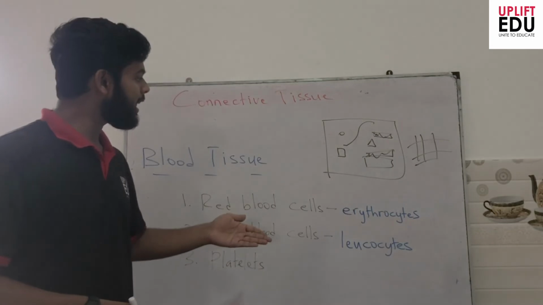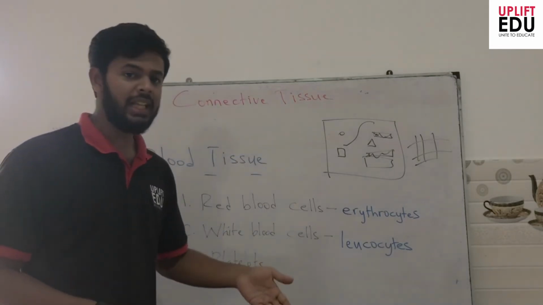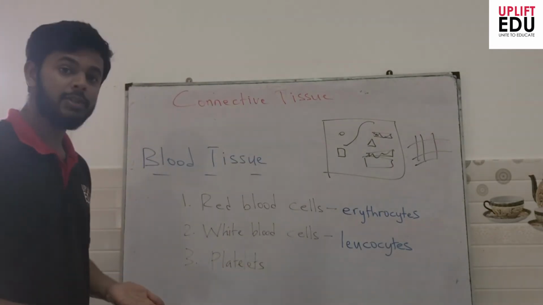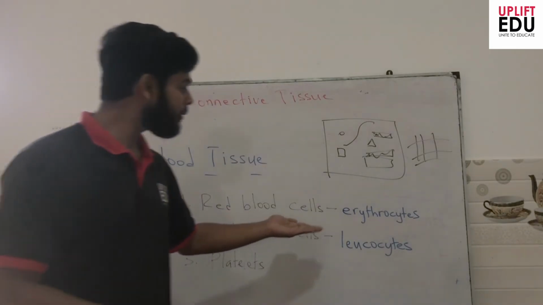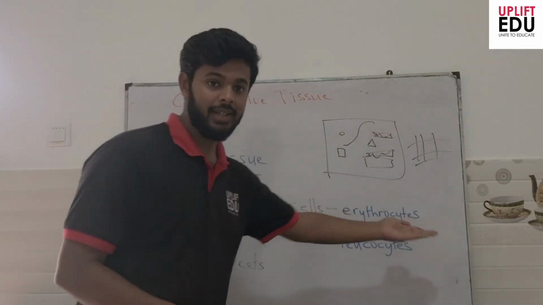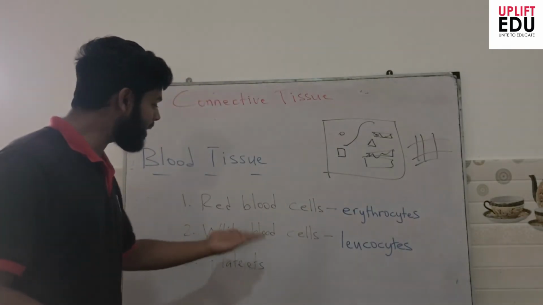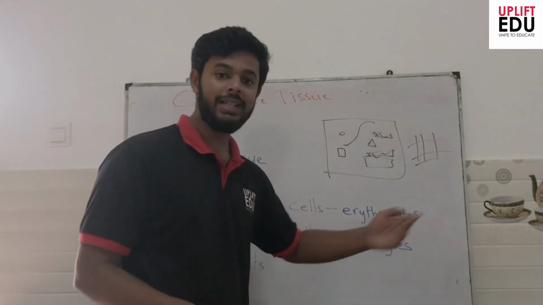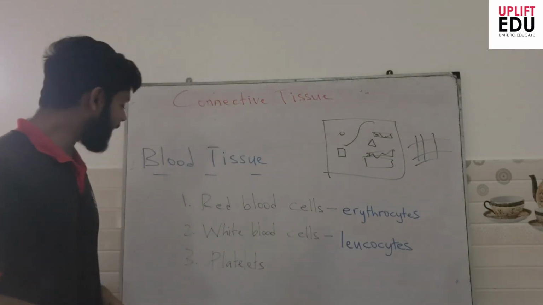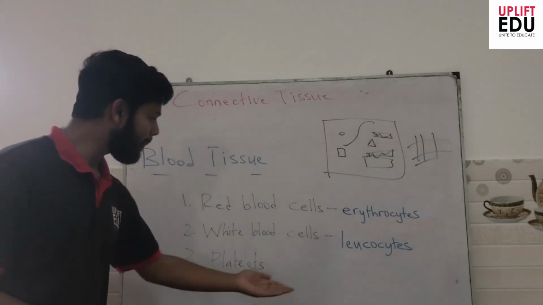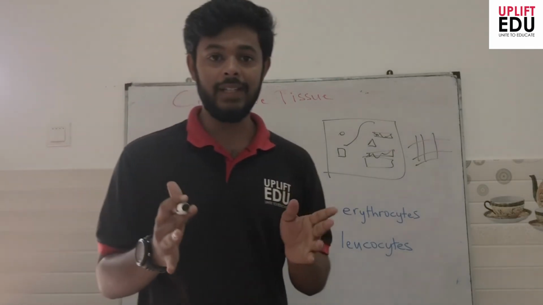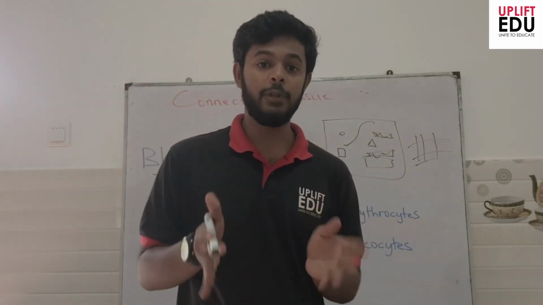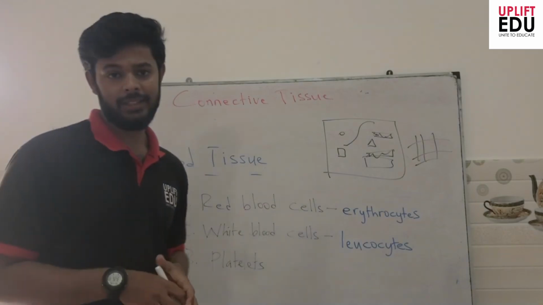The main function of the special connective tissue, blood, is maintaining connection between tissues and cells. But other than that, blood also contains different types of cells. We call the first type red blood cells, or erythrocytes. The second type is white blood cells, or leukocytes, and the third type is platelets. So blood has the common feature of consisting of different types of cells in its matrix.